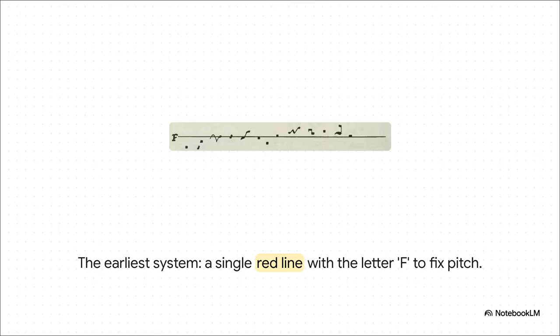So forget the 5 lines we all know today. The very earliest system had just one line, and it was often drawn in bright red ink so you couldn't miss it. And right at the start of that line, a scribe would write a letter, in this case an F, to anchor the whole thing. That told the singer, okay, listen up. This line, this specific pitch, is F. Every single other note was then sung relative to that one single fixed point.